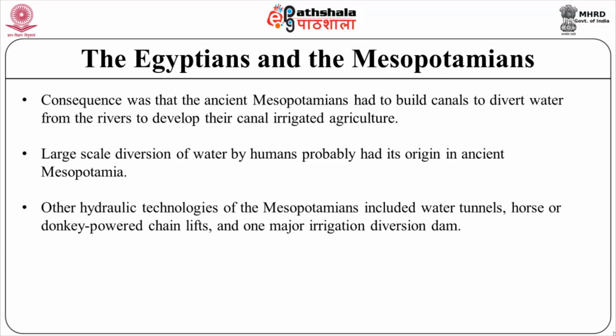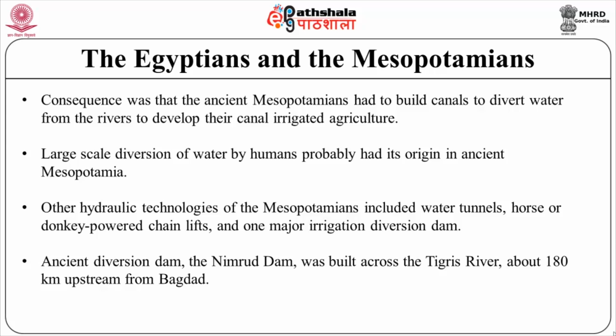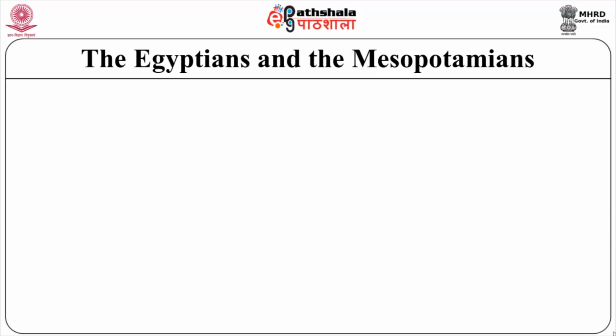Other hydraulic technologies of the Mesopotamians included water tunnels, horse or donkey powered chain lifts, and at least one major irrigation diversion dam. The ancient diversion dam, the Nimrud Dam, was built across the Tigris River hills about 180 km upstream from Baghdad.